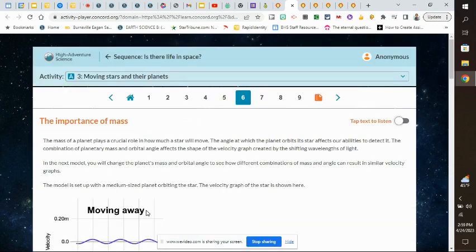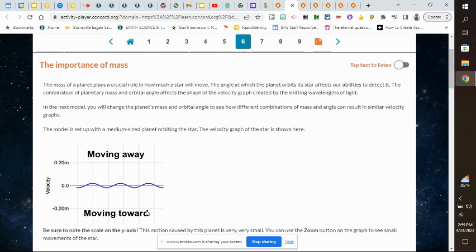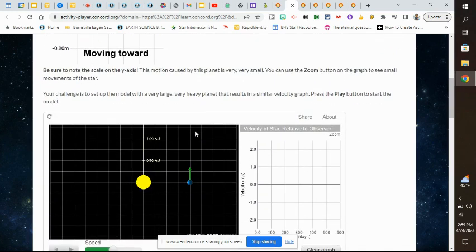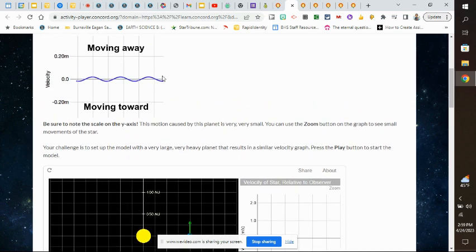Next is the importance of mass. The mass of a planet plays a crucial role in how much the star will move. The angle at which the planet orbits its star affects our abilities to detect it. So the combination of planetary mass and orbital angle affects the shape of the velocity graph. So the challenge is to set up the model with a very large mass, so a very heavy planet, that results in a similar velocity graph to this one.